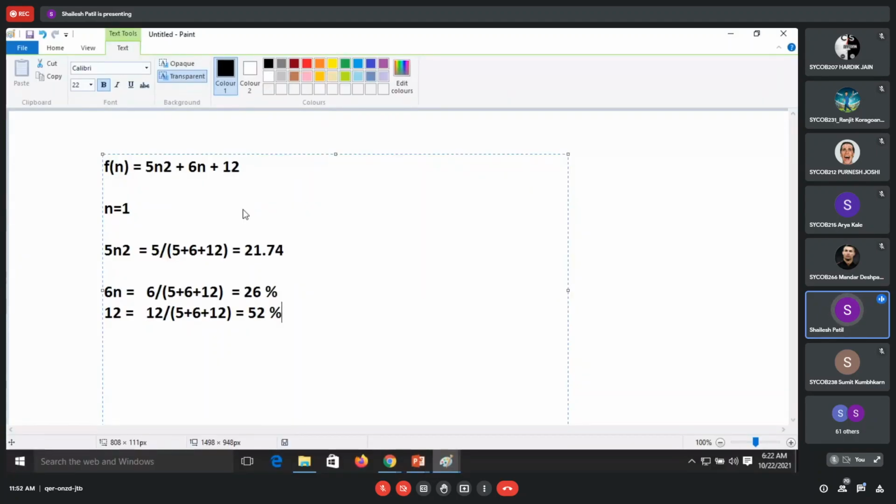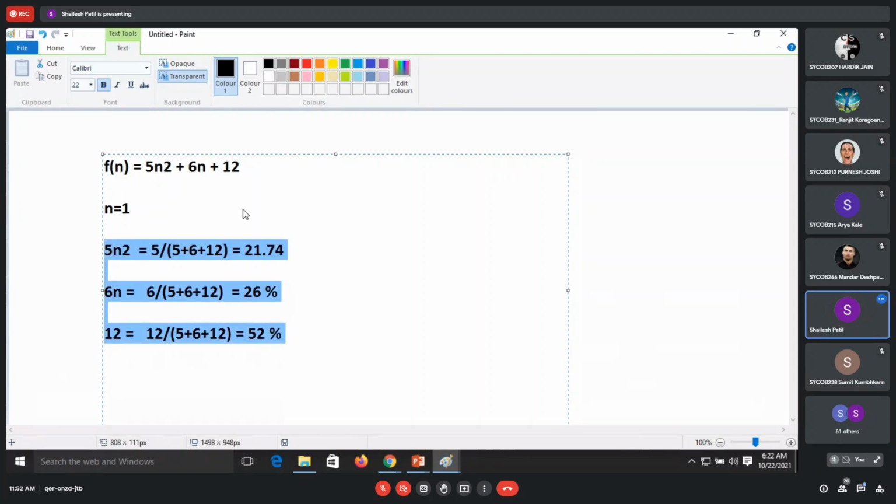So which term is more important in this formula, among 5n square, 6n and 12, which impacts your system more? 12. So 12 is impacting more. Now I will make n equal to 10. So if we replace n with 10, what will happen?